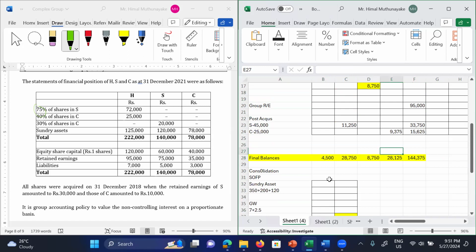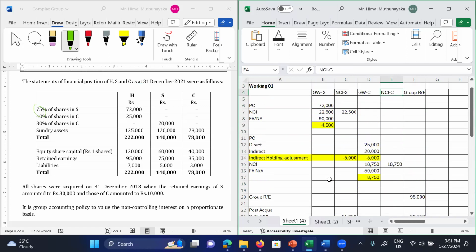Only the adjustment, the same adjustment is there. Only you need to look at the direct purchase consideration. There will be indirect and direct purchase consideration. For the indirect one, you need to do the indirect holding adjustment, right? So that's all. Any questions?